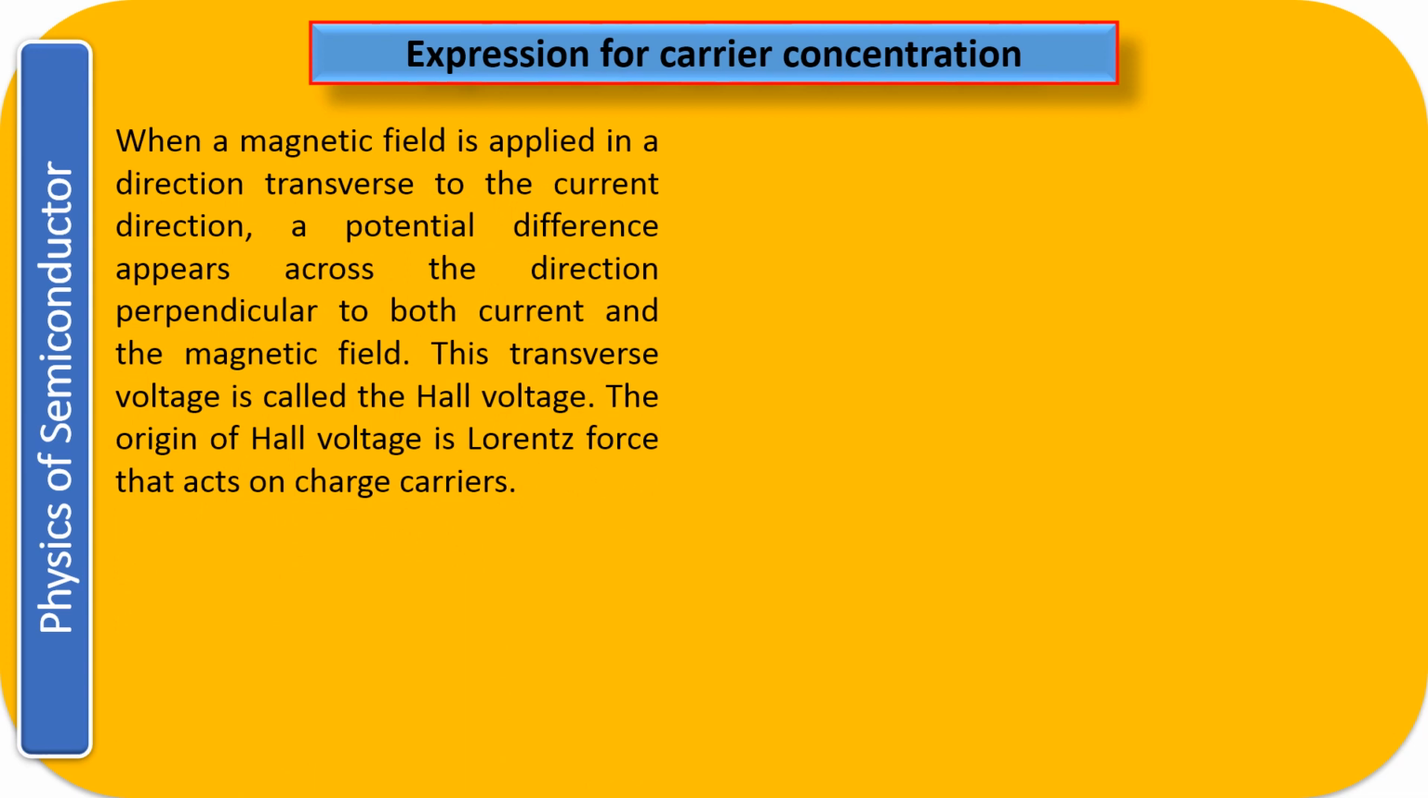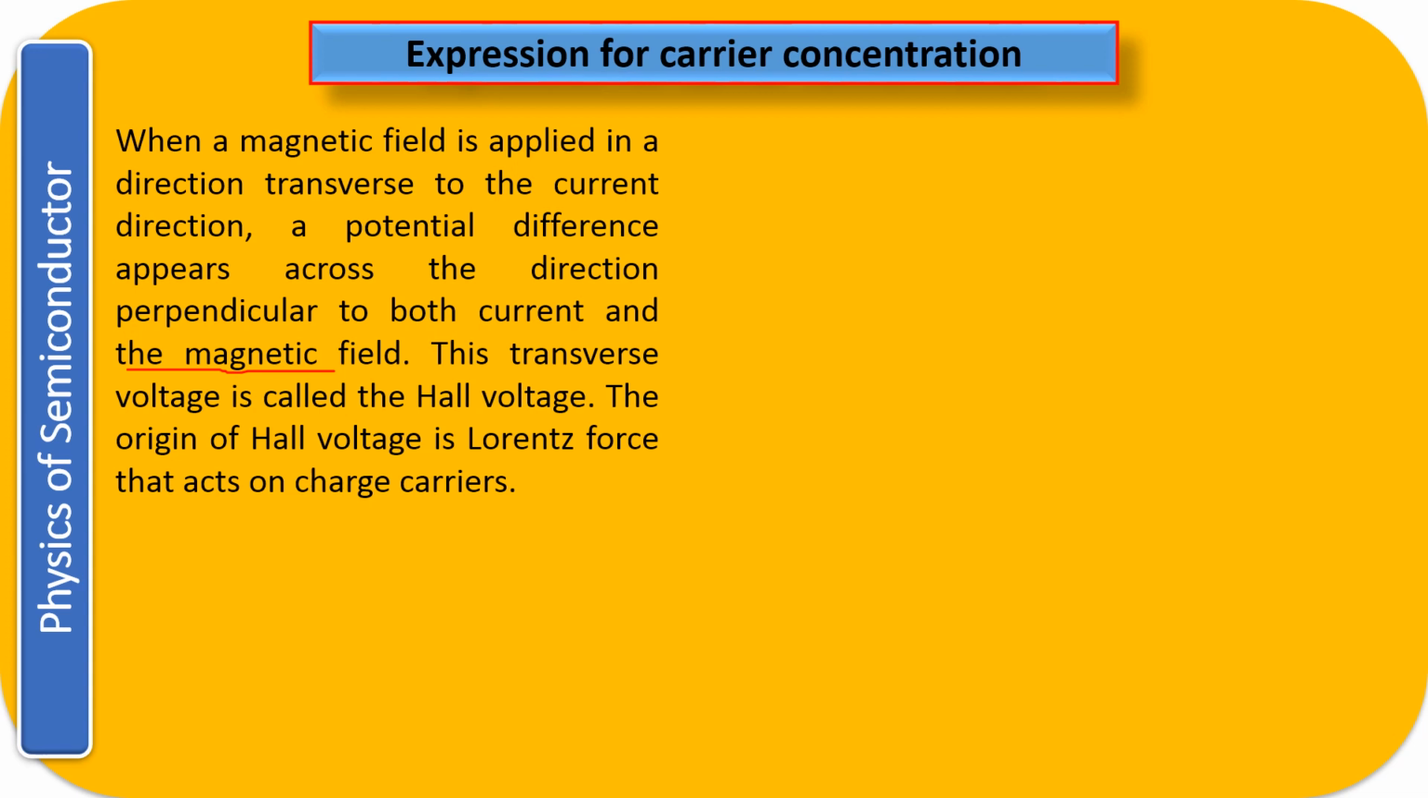When a magnetic field is applied in a direction transverse to the current direction, a potential difference appears across the direction perpendicular to both the current and the magnetic field. So naturally that is going to be perpendicular to both, right? If in one direction you have applied the current, perpendicular to that you have applied the magnetic field, then perpendicular to both a voltage has developed, and that voltage is called your Hall voltage, or this effect is called your Hall effect. The transverse voltage is called your Hall voltage.